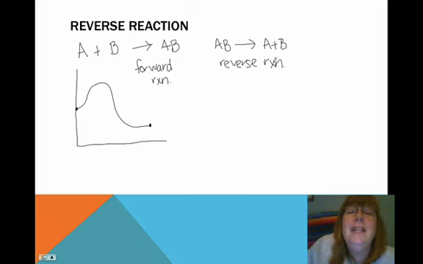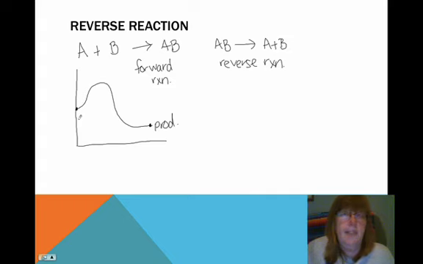And so we can read these graphs then. We can see this is the products. So here's our forward reaction. And then the reverse reaction would be the products going back over the hill this way to the reactants. So when we start talking about the reverse reaction, we're talking about the products going back to form the reactants.